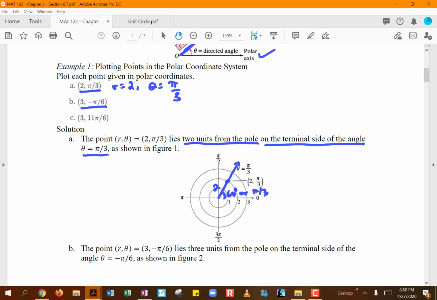Now looking at our part B, we are given r as 3 and theta as negative pi over 6. Negative pi over 6, of course, tells us we will be going in the clockwise direction, and negative pi over 6 is going to be negative 30 degrees.